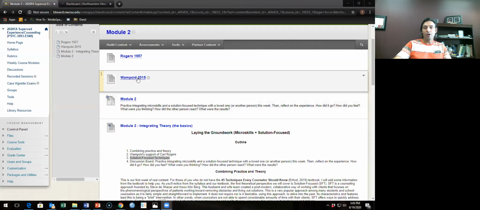And what researchers found was that there really isn't one that's necessarily heads and tails above another. What they did find was that if you look across all of those models, there are common factors inside each one that appear to really drive the change in clients, that lead to people getting better. And so this article by Wampold really helps identify what those common factors are.